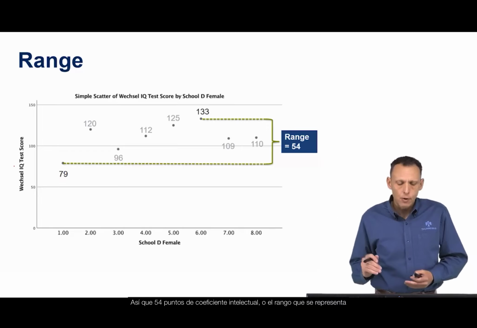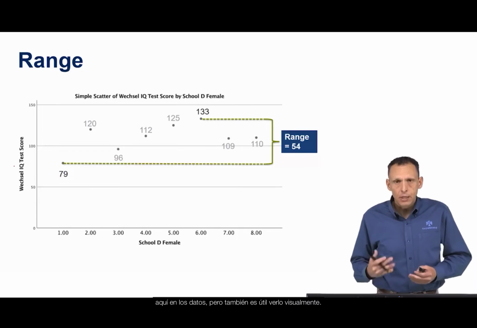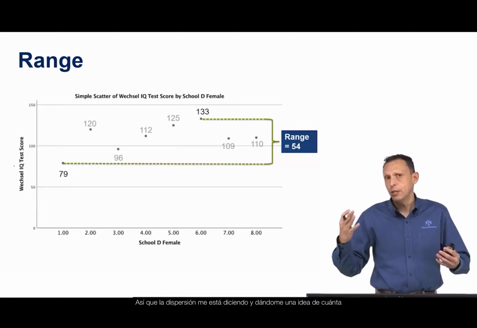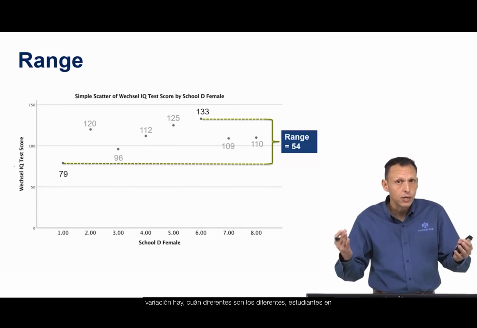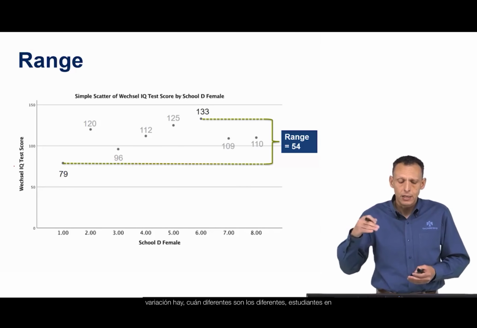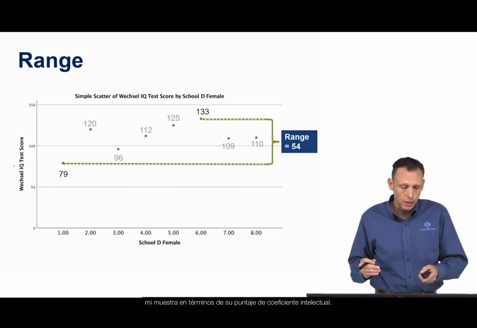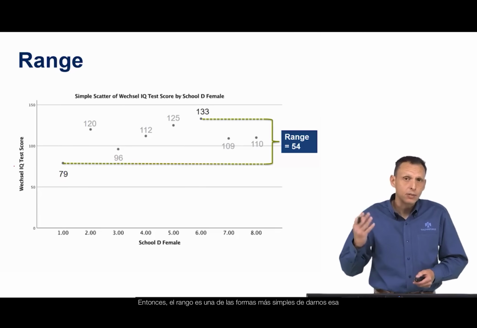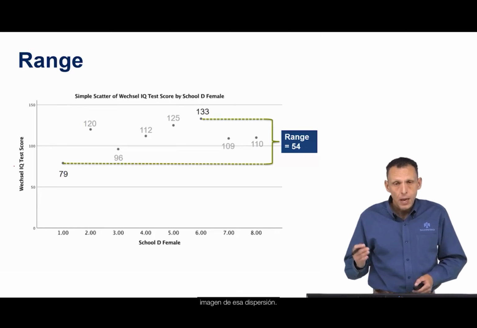Or the range that's represented here in the data, but it's also helpful to see it visually. So the dispersion is telling me and giving me a picture of how much variation there is. How different are the different students in my sample in terms of their IQ score? So range is one of the most simple ways of giving ourselves that picture of that dispersion. But we can go further.